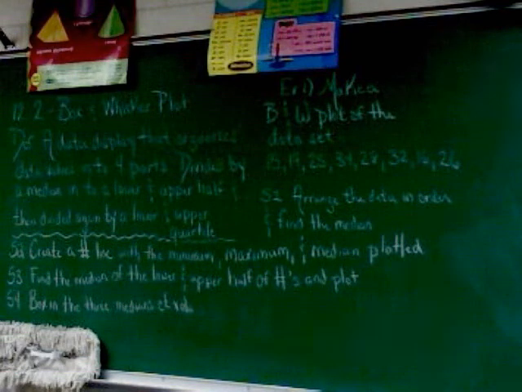As you can see in example 1, they're asking us to make a box and whisker plot, and they've integrated the steps to how to make a box and whisker plot into that first problem. The question says to make a box and whisker plot of the data set, and the numbers they give you are 15, 19, 25, 34, 28, 32, 16, 26.